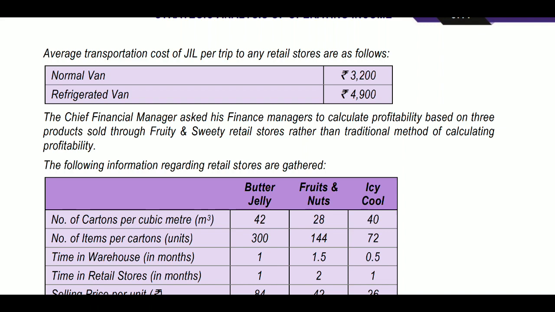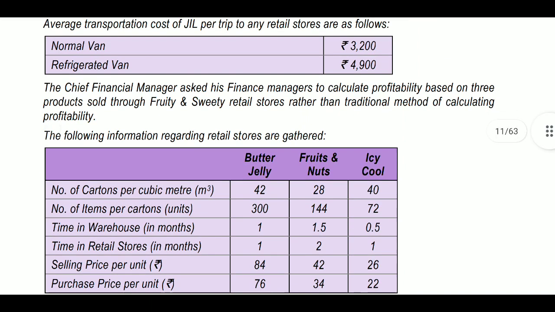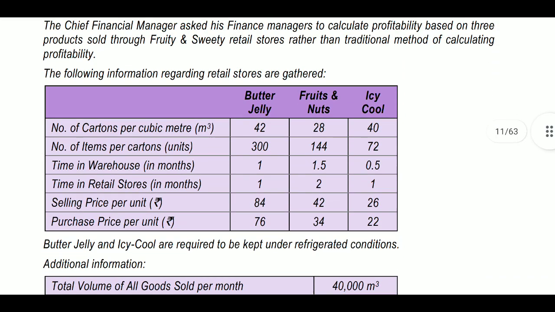Okay, the chief financial manager asked the finance manager to calculate profitability based on 3 products: Fruity and Sweety retails. Now they provided the following information regarding retail stores. We have 2 stores, one is the warehouse store and another one is the retail store.